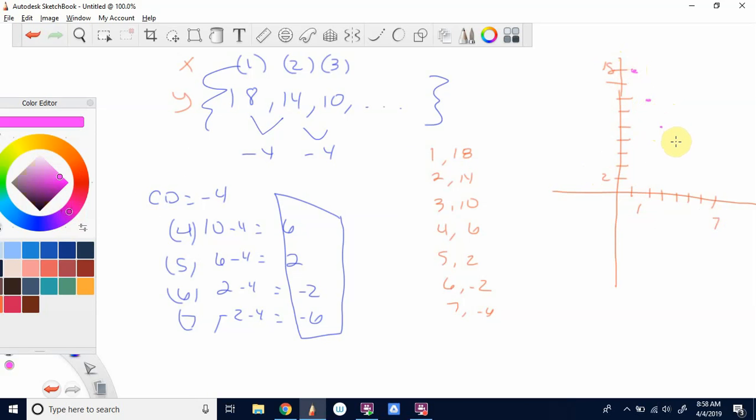And then 4, 6. And then 5, 2. And then 6, -2. And then I get 7, -6, which is down here. And you notice the pattern, it lies on a what? On a line, which we call a linear equation.